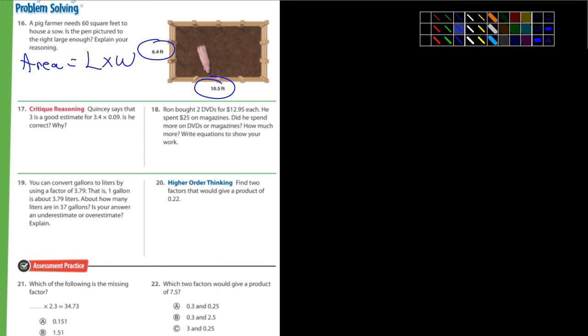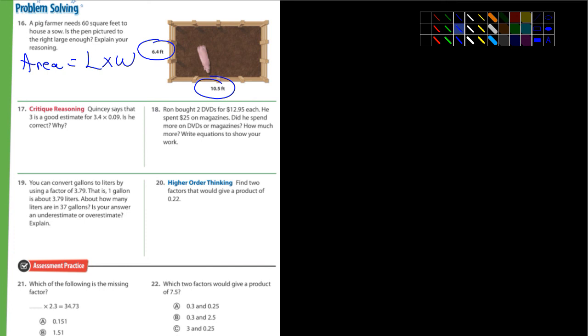Let's take a quick look. Quincy says that 3 is a good estimate for 3.4 times 0.09. Is he correct? Why? Well, what do you think it is, really? I heard somebody say it is. Yeah, actually, no, I don't think so. And I'll let you guys figure that out. You can actually do the problem.